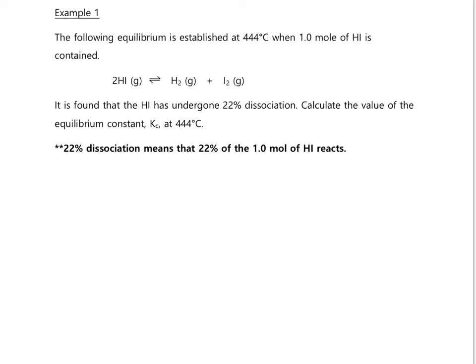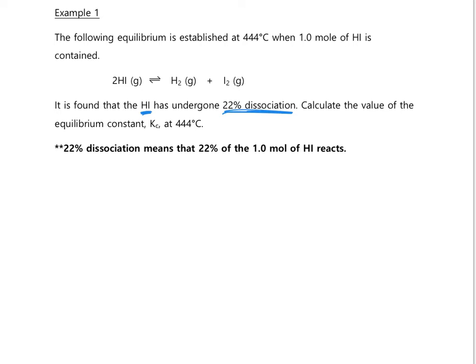It asks you to find Kc for this reaction, and it tells you that HI, your reactant, hydrogen iodide, has undergone 22% dissociation. All that means is that 22% of your initial moles of hydrogen iodide has reacted. So we can work out how much of it has reacted from the initial moles.